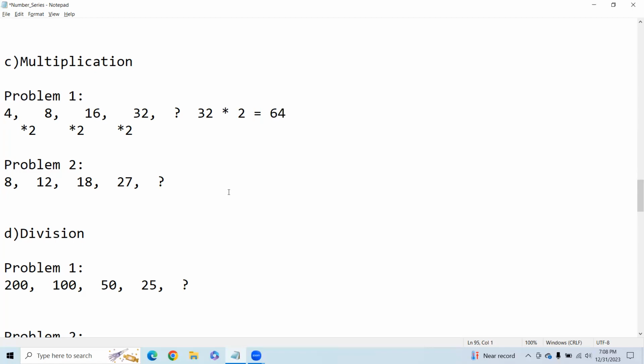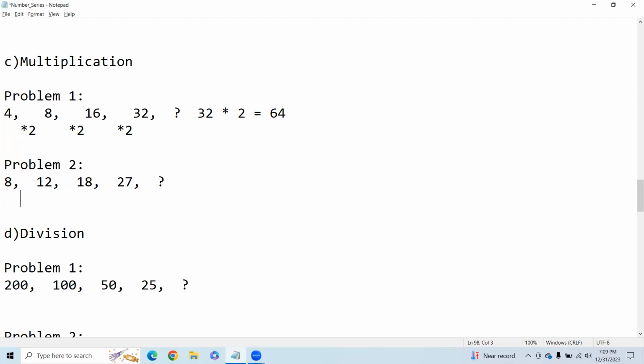Now let's look at problem 2. 8, 12, 18, 27, question mark. So do you see the numbers are in increasing order? Yes, it is in increasing order. But if you look at the addition, 8 plus 4 is 12. 12 plus 6 is 18. 18 plus 9 is 27. So we don't see any specific pattern over there when you look at the addition.